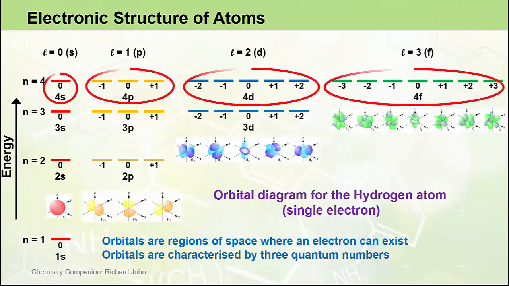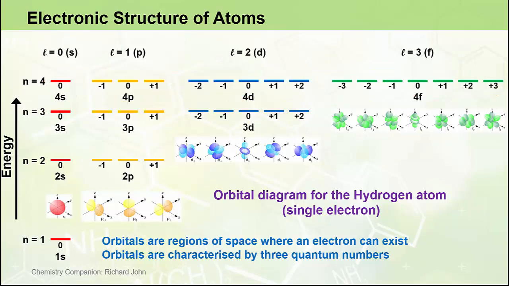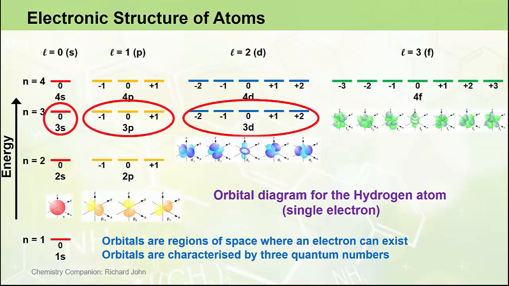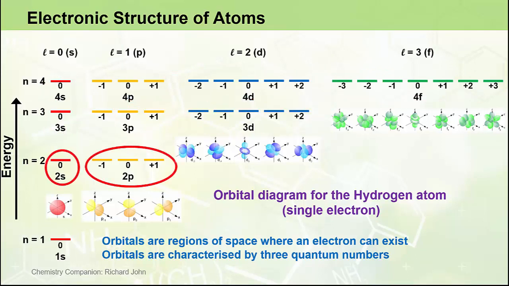There are also 4 subshells in the n equals 4 shell, 3 subshells in the n equals 3 shell, 2 subshells in the n equals 2 shell, and 1 subshell in the n equals 1 shell. It's also worth noting that the 1s subshell is an orbital, a subshell, and a shell all to itself.